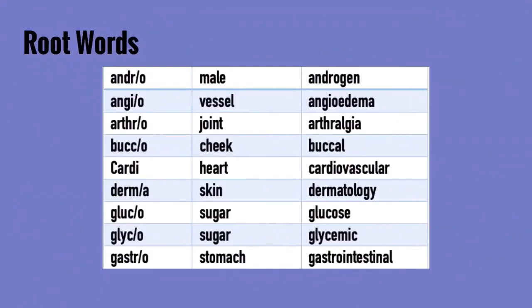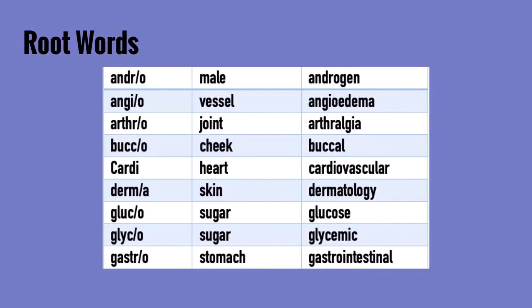Next, we're going to move into root words. That was all of our prefixes that we're going to cover for today. The first root word is going to be andro for male, so androgen. Angio for vessels, so angioedema. Arthro for joints, so arthralgia. This is also where the word arthritis comes from.